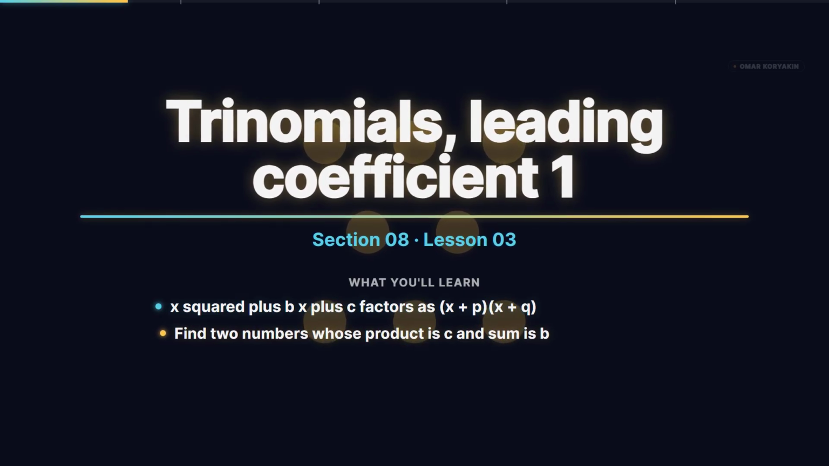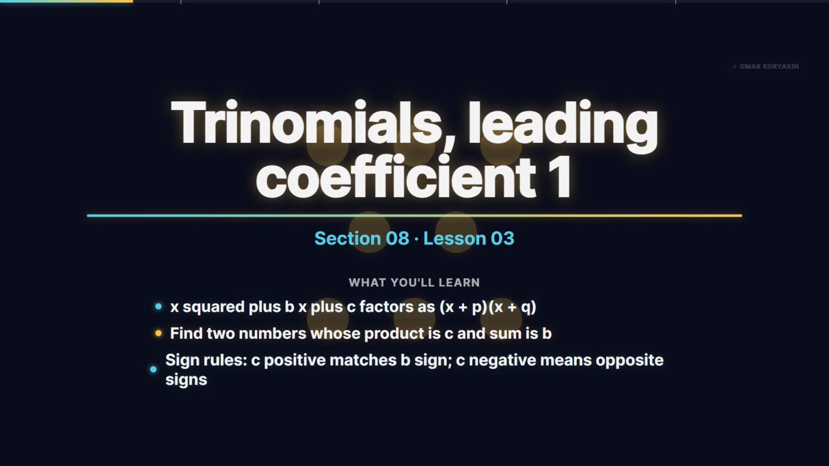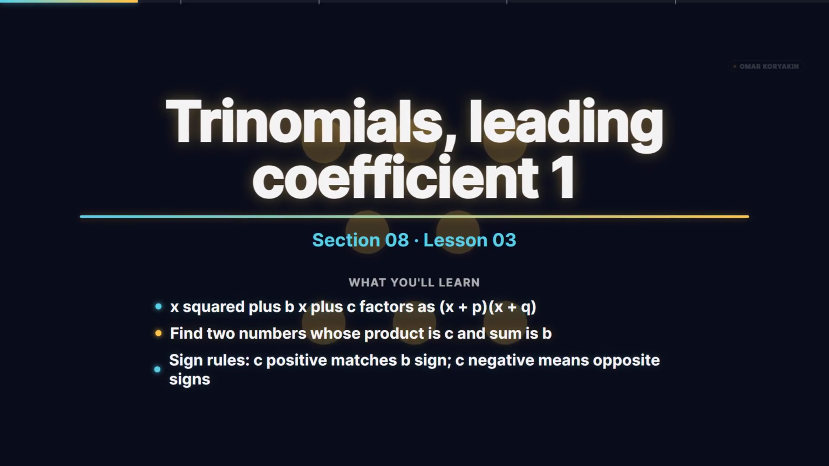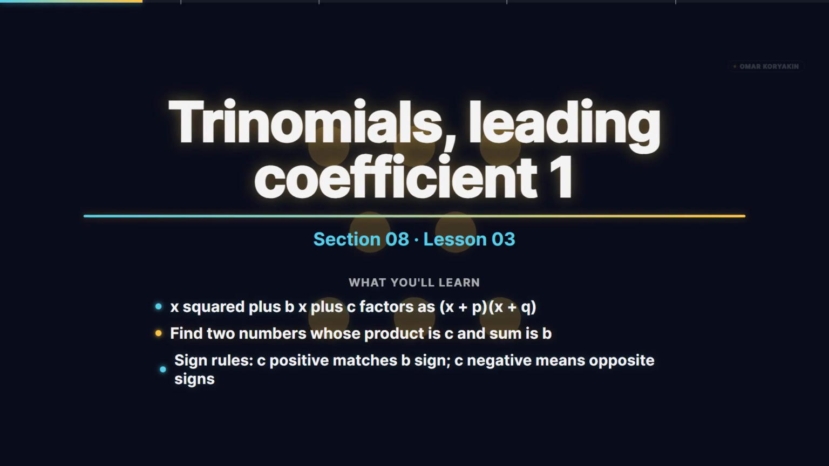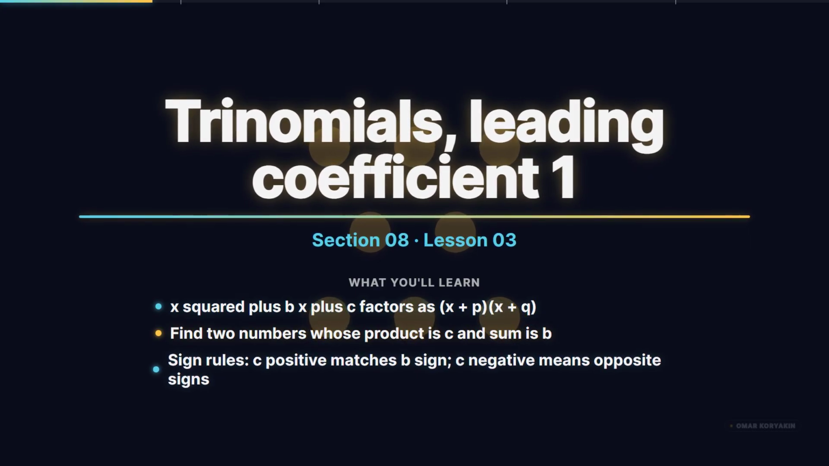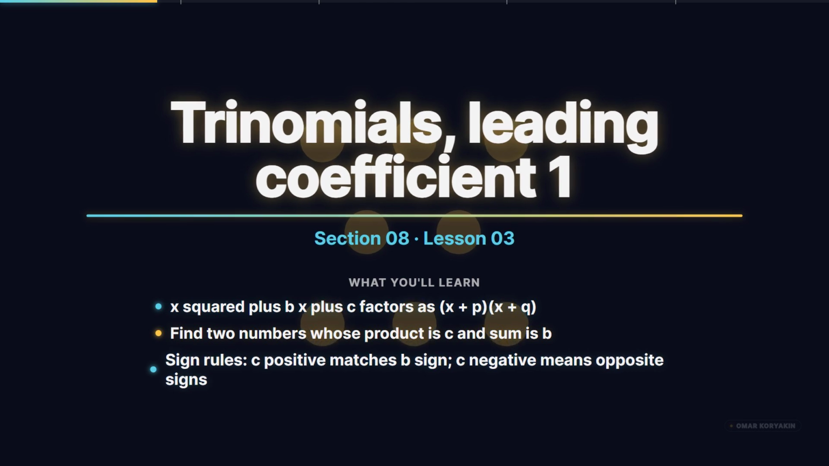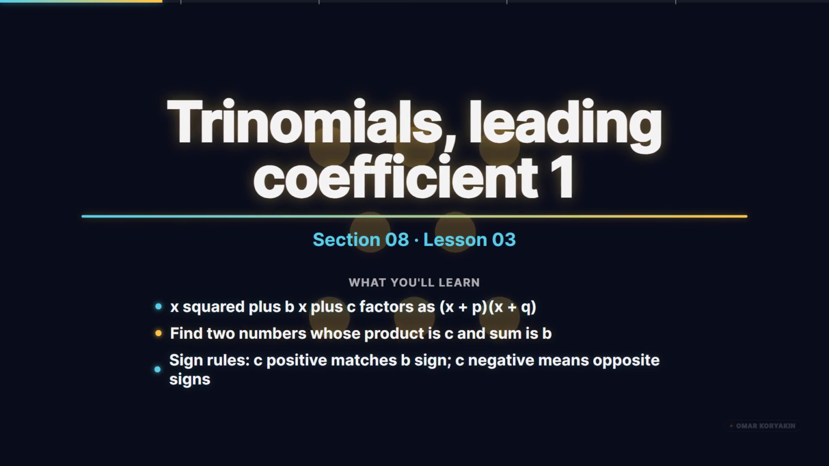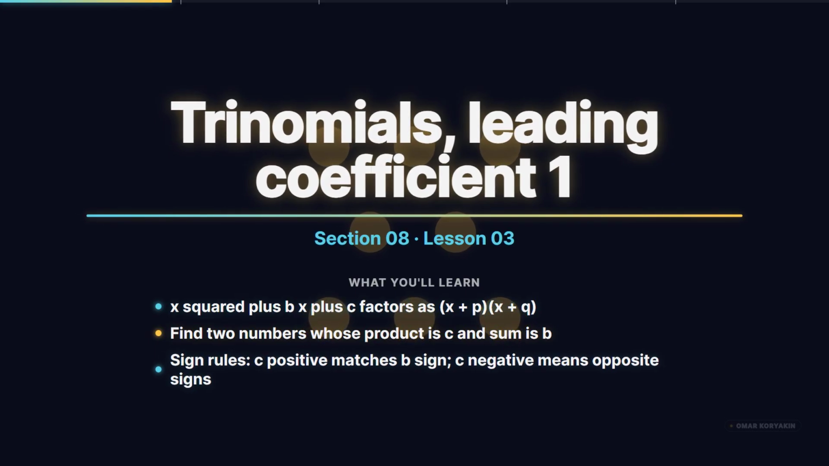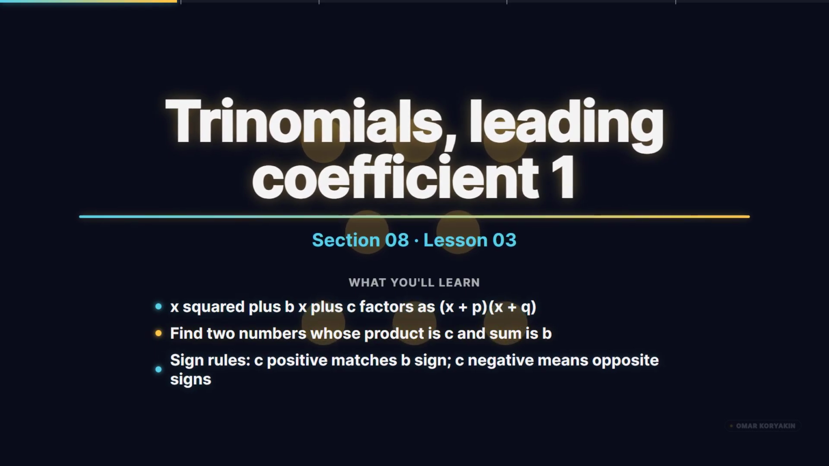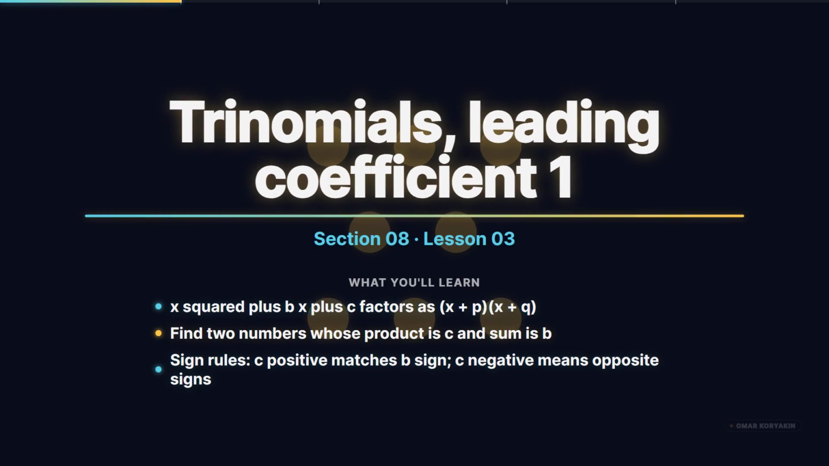Sign reasoning narrows it further. When c is positive and b is positive, both numbers are positive. When c is positive and b is negative, both are negative. When c is negative, the two numbers have opposite signs. Three quick examples in this lesson cover the three sign cases. Watching them in order builds the muscle memory you need so the trinomial pattern becomes recognizable on sight.